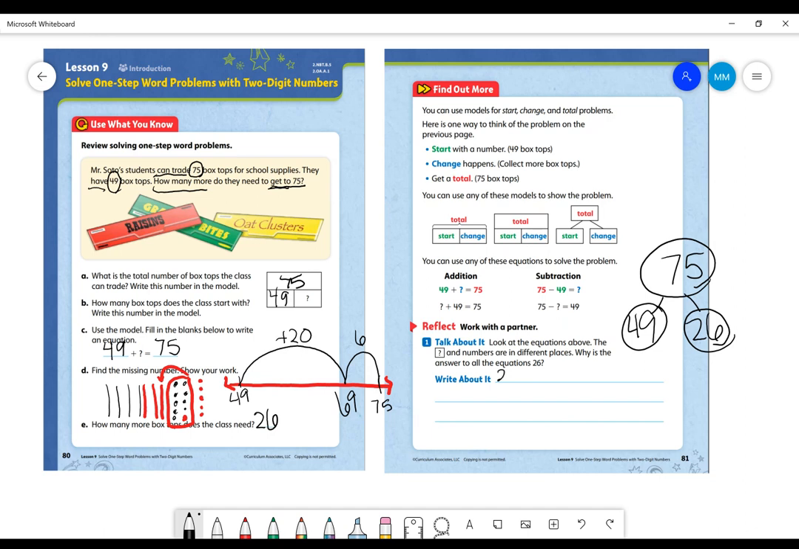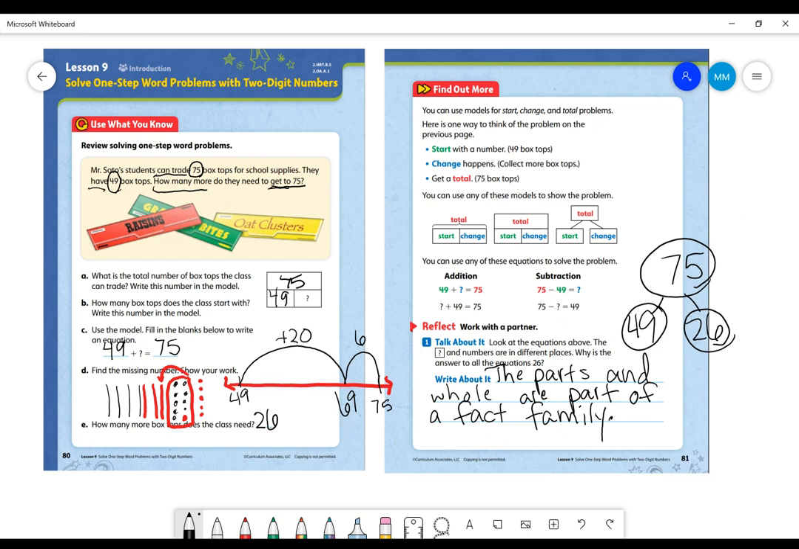So why is the answer to all the equations 26? The parts and whole are part of a fact family. So friends, that's why we practice so much doing fact families, because if I know the subtraction equation, I know what it would be in my addition equation as well. I'm going to make sure I end with a period.